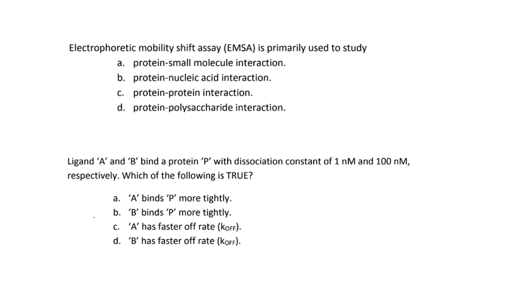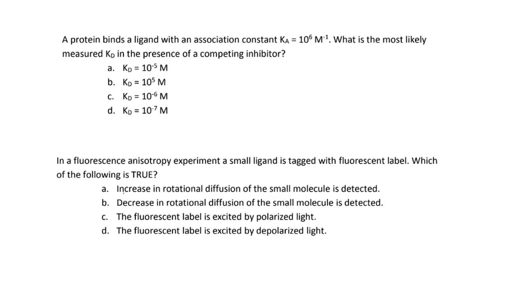So what do you use EMSA for? You use EMSA for protein-nucleic acid interaction. Ligands A and B bind with the protein with dissociation constants of 1 nanomolar and 100 nanomolar. Which of the following is true? A binds P more tightly. Yes, because the lesser the KD, the tighter the binding. So A binds P more tightly.